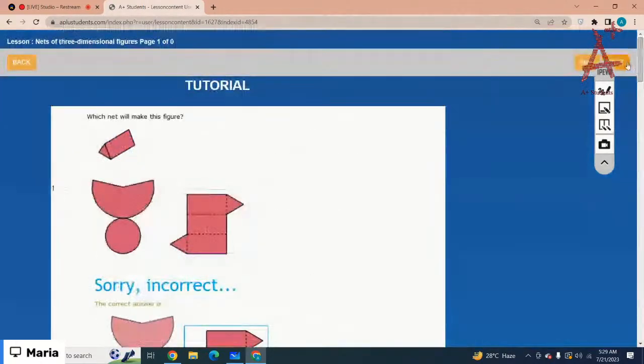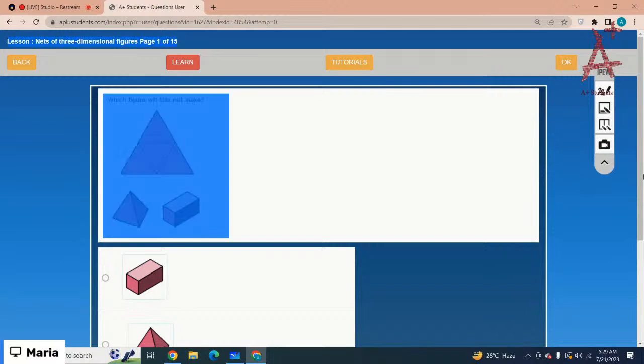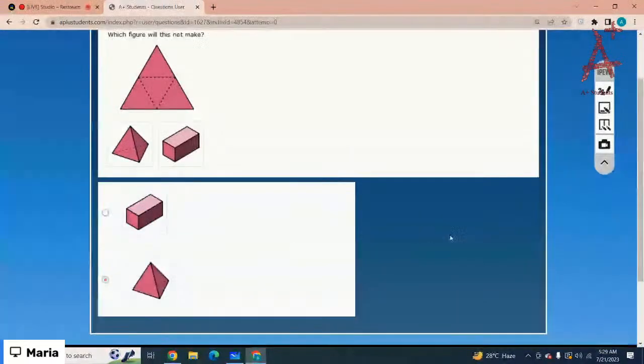Let's start with the practice questions. Okay, which figure will this net make? One or two? Which is the correct option? If you fold this net, which figure? Yes, this is the second one, the one with the triangular faces. Got it? The second is the correct option.